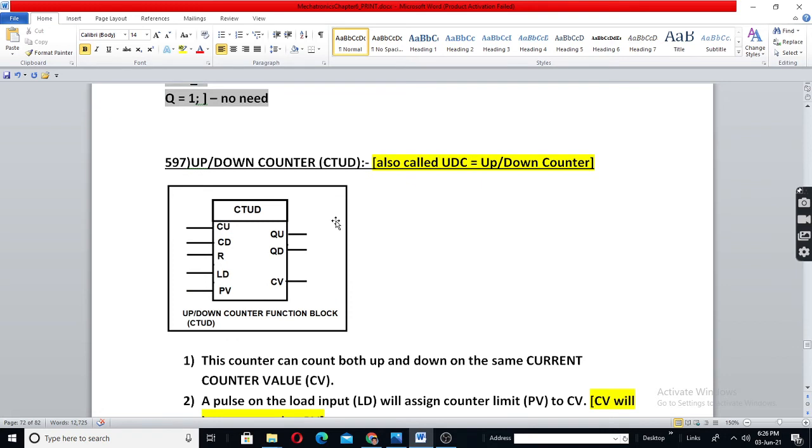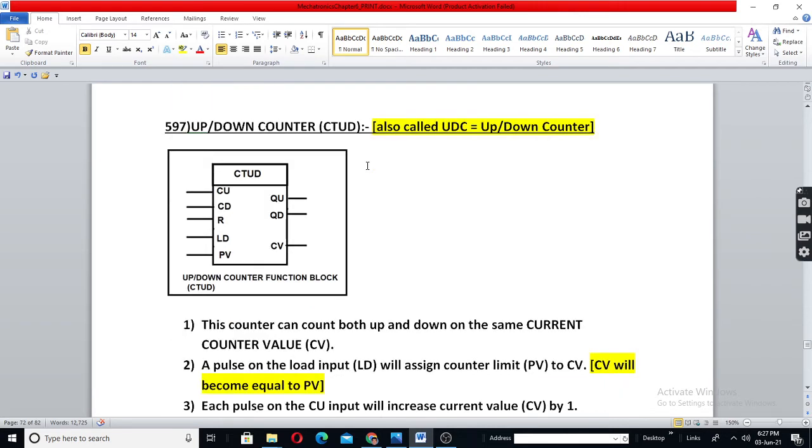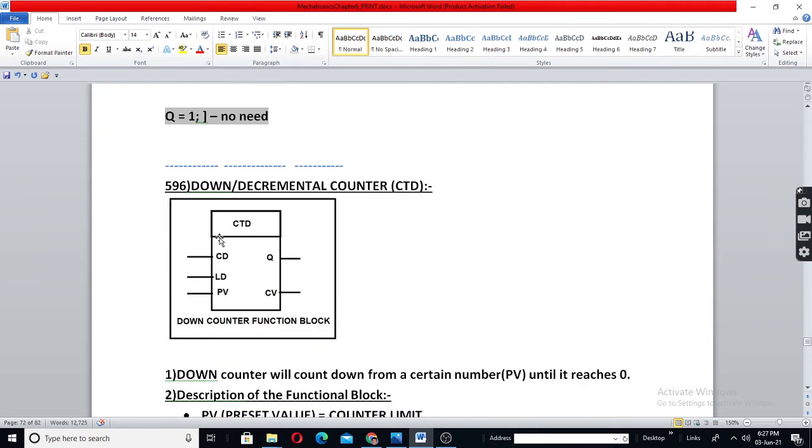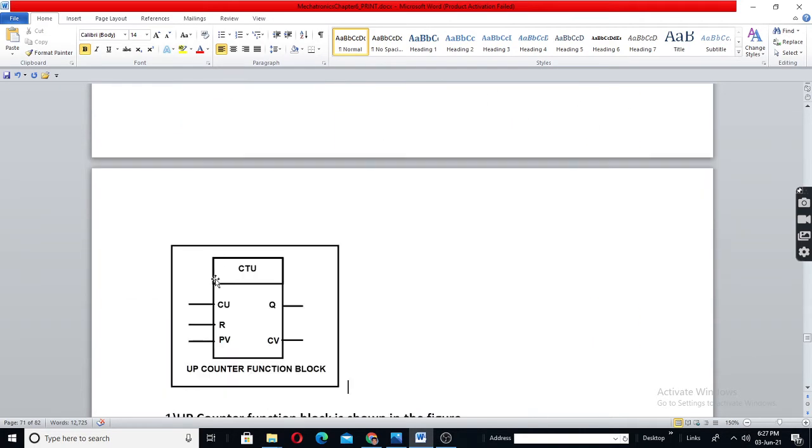Next is the up down counter, or counter up down. Here you have both reset and load inputs. 4 inputs, 1, 2, 3, 4. For the up counter, we have only 2 inputs, counter up and reset. PV and CV are software data. This is program data and this is display data. So we have 2 inputs and 1 output here.